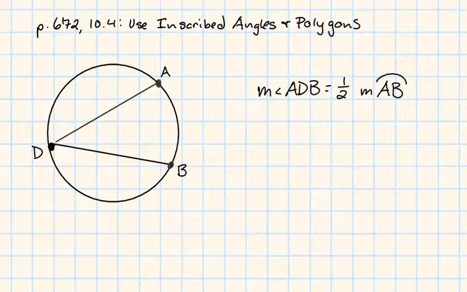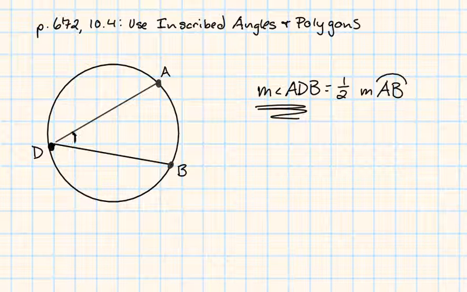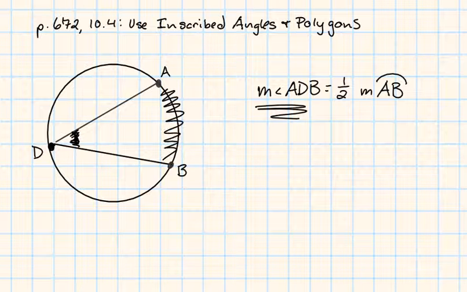In this video, we will be using inscribed angles and their intercepted arcs, and inscribed polygons as well. So this is theorem 10.7, which is on page 672 of your textbook. What theorem 10.7 says is that the measure of an inscribed angle, that means inside, here's this angle, is equal to 1/2 the measure of its intercepted arc.